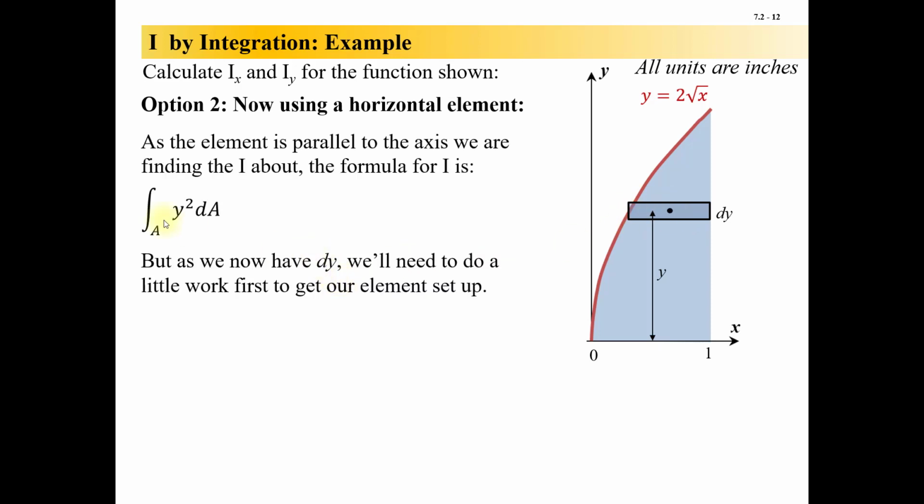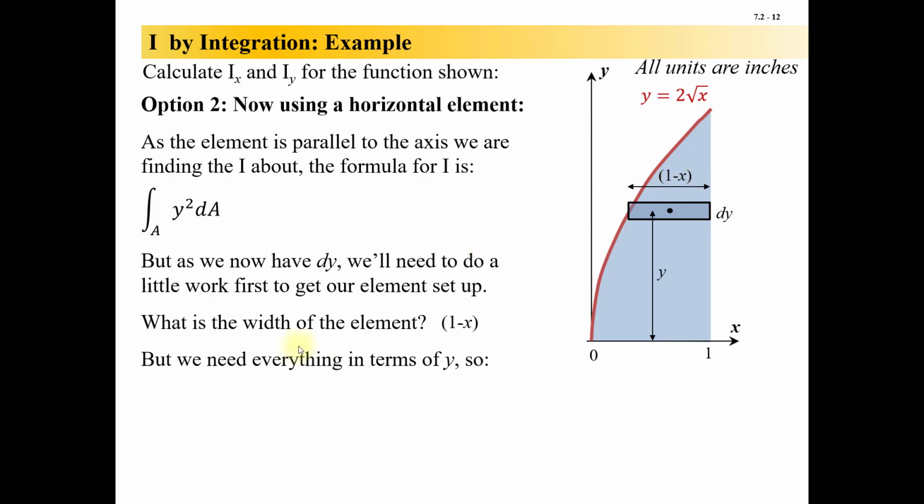All right, so the integral that we're going to use now is the more fundamental integral for moment of inertia. It's that y squared dA integrated over the area. And we are using a horizontal element. So we need to do a little work to get everything set up right for our integrals. The width of the element, as I mentioned, is 1 minus x. We need everything in terms of y, though.